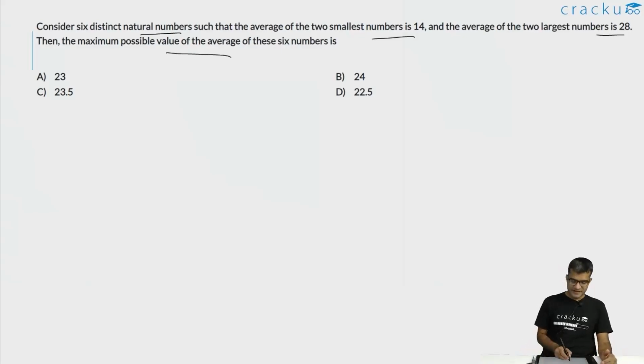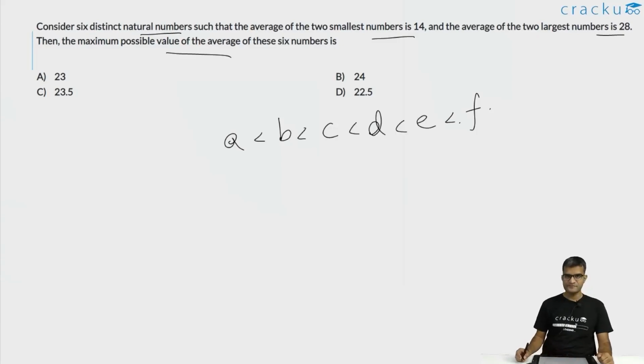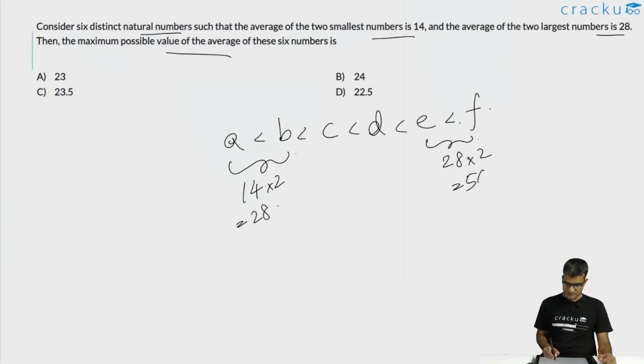Let the 6 numbers be A, B, C, D, E and F in that order such that A < B < C < D < E < F. The average of the two smallest numbers is 14. Therefore, their sum is 14 times 2, which is equal to 28. The average of the two largest numbers, E and F, is 28. So their sum will be 28 times 2, which is equal to 56.